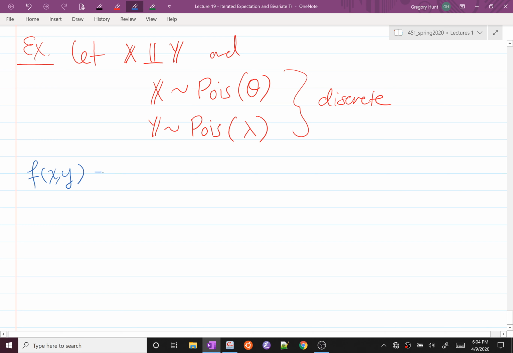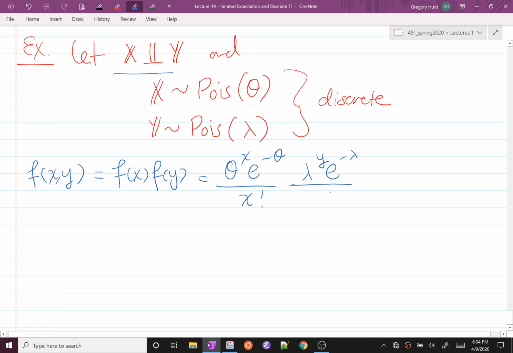So in this case, joint PMF of x and y is just the PMF of x times the PMF of y. Why is that true? They're independent. So we can just multiply like that. And we have to remember what the PMF for a Poisson is. X is Poisson theta, so its PMF is theta to the x, e to the negative theta, over x factorial. And y is Poisson lambda, so its PMF is lambda to the y, e to the negative lambda, over y factorial.